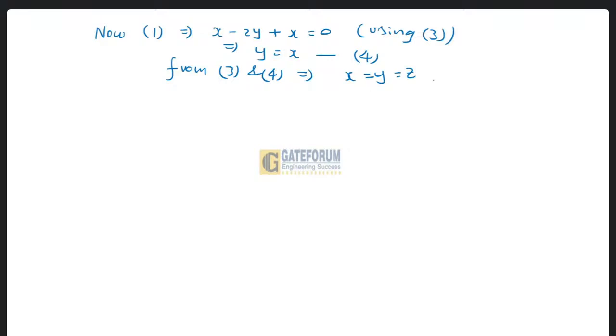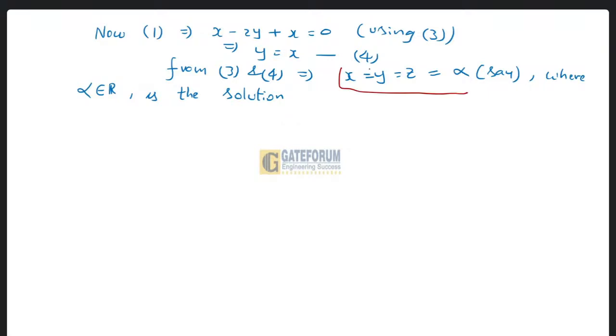So there are infinitely many solutions. Let us take alpha. All three unknown variables are equal, so let us say that value is alpha, where alpha is a real number. Where alpha belongs to the real numbers is the solution. x is equal to y is equal to z. This is the solution.